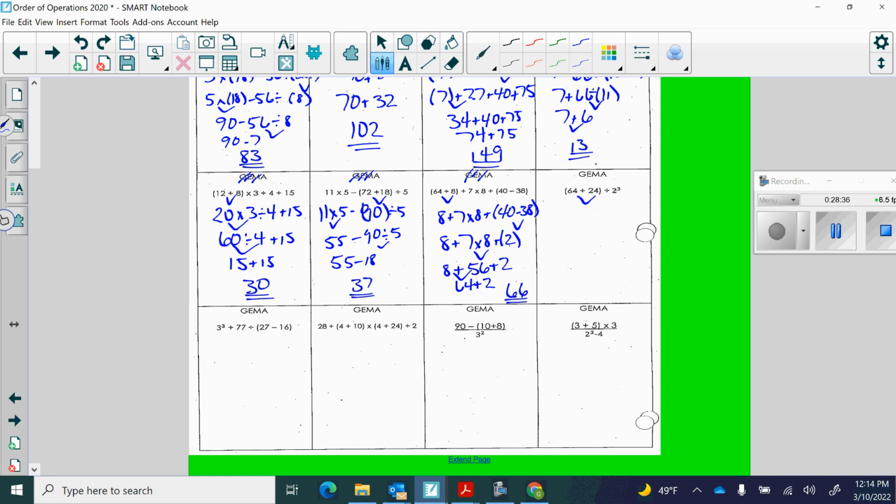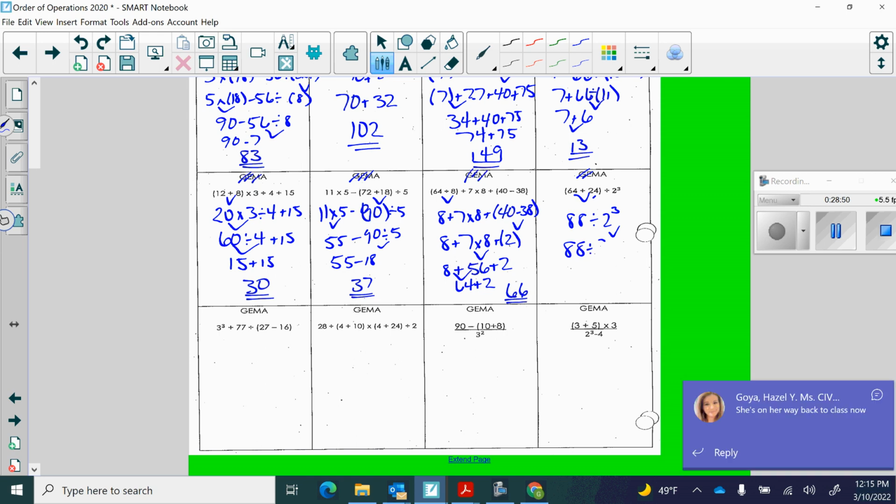Grouping at the start, so it gives us 88. 88 divided by 2 to the 3rd power. I now have an exponent on the inside, so 2 to the 3rd power is 8. 88 divided by 8 gives me 11.